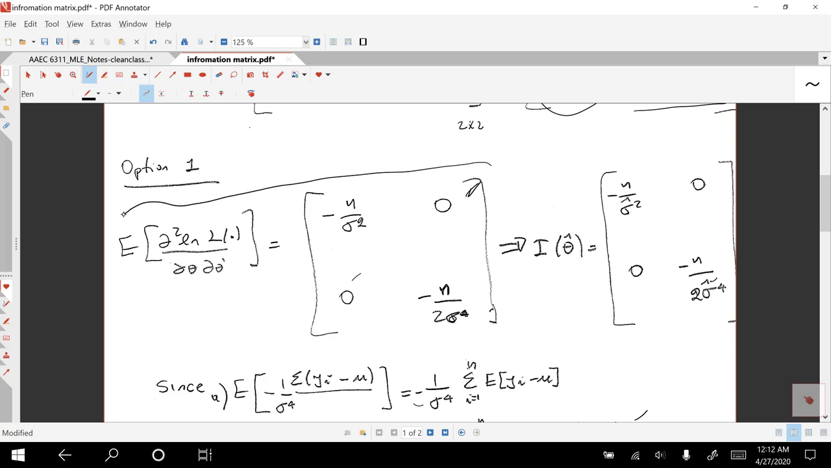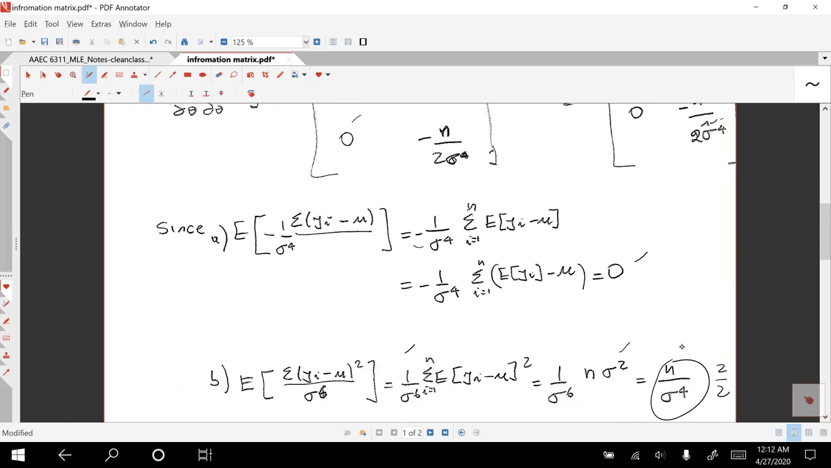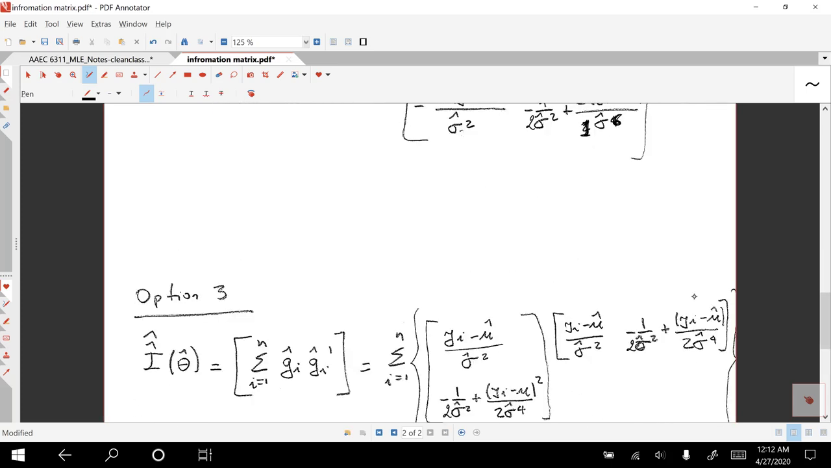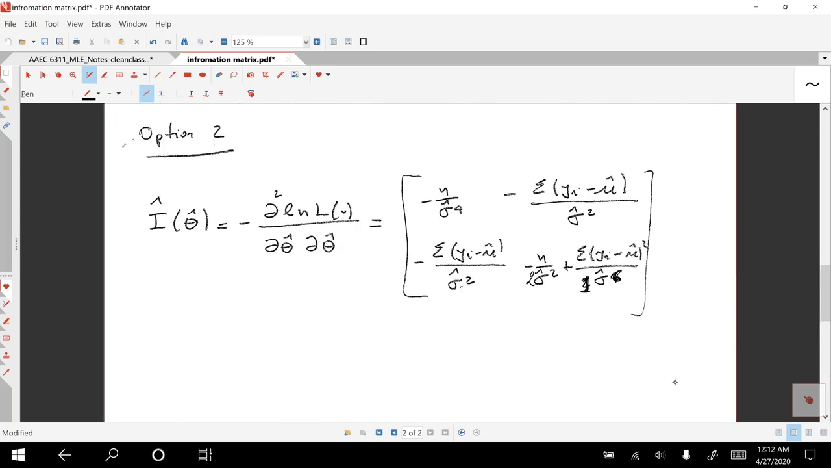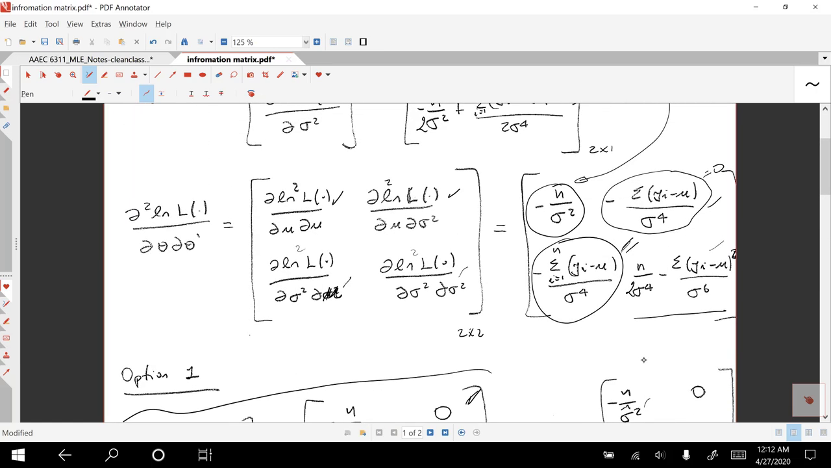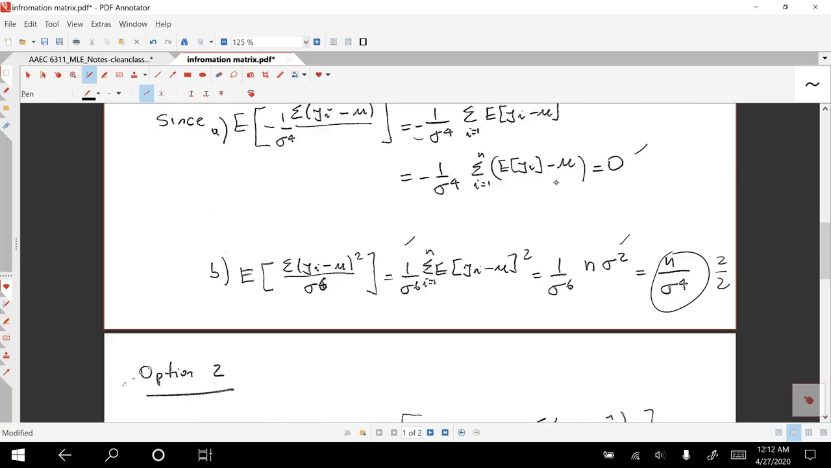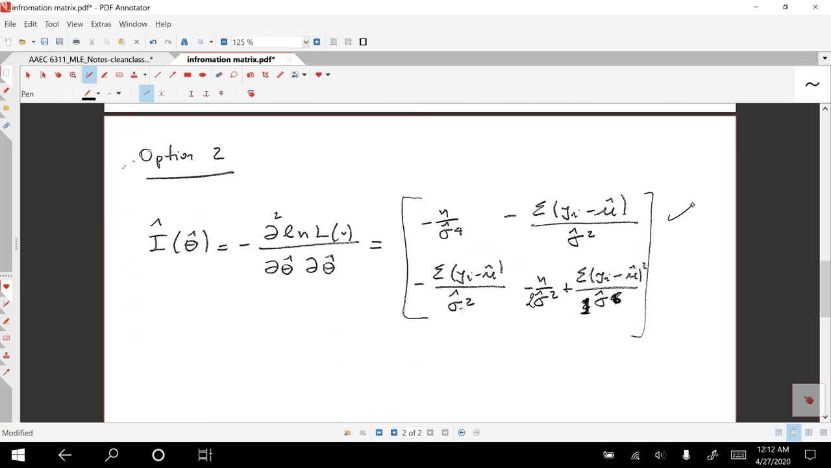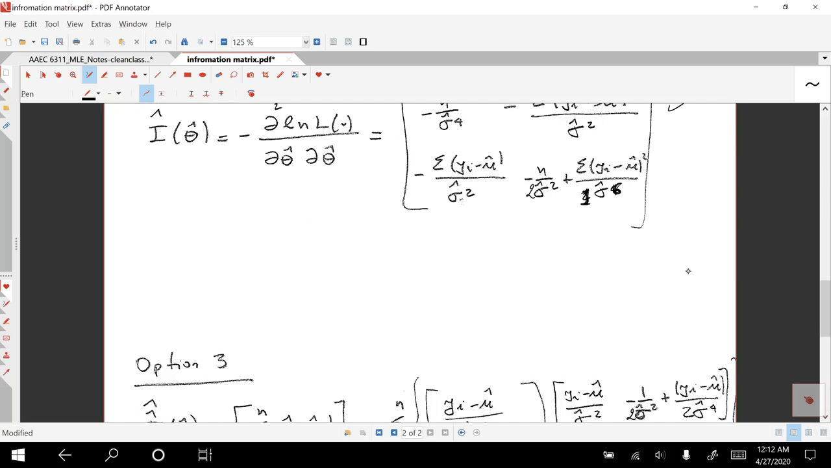Now, remember for estimation of the variance covariance matrix, in option 1 we just plug in the values. It is the information matrix evaluated at sigma hat, so we plug in those values, and that's what we obtain. For option number 2, we just take the derivative, which we already did here, and evaluate it. We plug in the MLE estimates directly without having to take the expectations. That's what we just did.